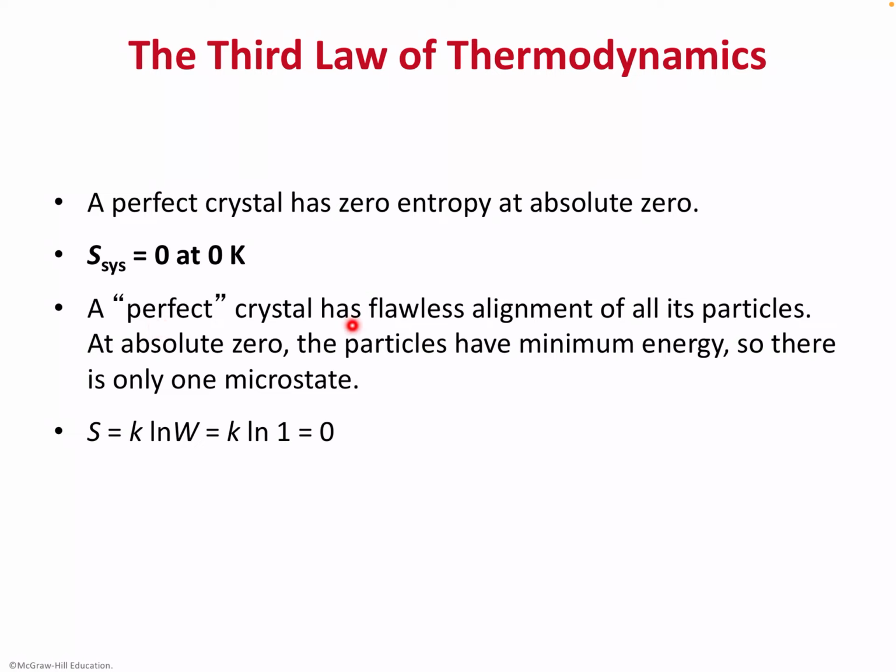A perfect crystal has flawless alignment of all its particles. At absolute zero, the particles have minimum energy, so there is only one microstate. So K ln 1 will become 0.